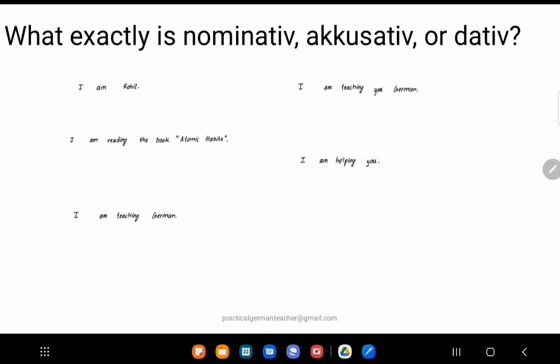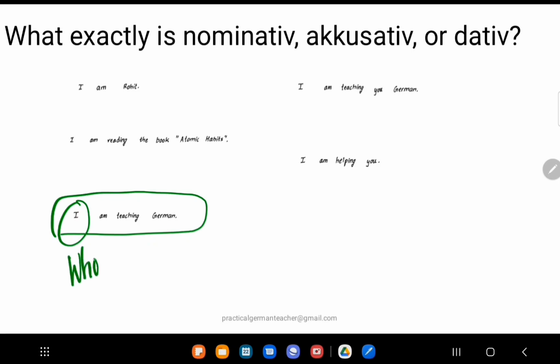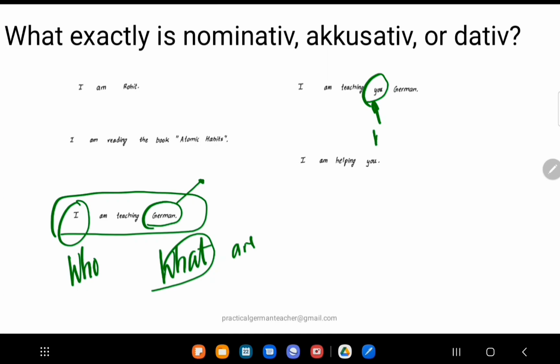Now let's look at this sentence. So let's say if I say I am teaching German, again, if you want to ask a question for I, you will say who is teaching, right? Who is teaching? Then how can you replace German? You will ask, what are you teaching? Right? So again, what? So German here, it is an accusative case. Now if I say I am teaching German, one of the logical questions is, whom are you teaching? Right? So here I'm teaching you German. So whom are you teaching? So this you is in dative case.